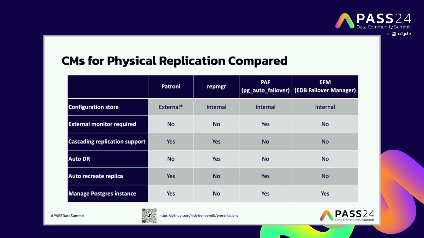Some of them don't support cascading replication. Some of them do not allow you to have a fully automated DR like we had in this 2 sites plus witness picture, because they assume everything is in a single site. So they treat the whole picture as a single cluster, whereas with DR, it's not quite like that. So only, as far as I know, only Rep Manager is capable of treating 2 sub-clusters the way they should be treated.